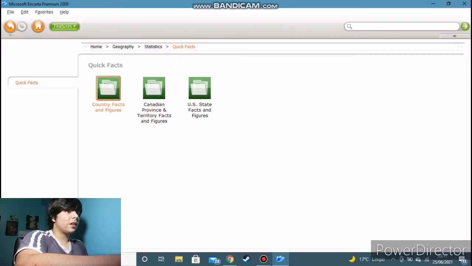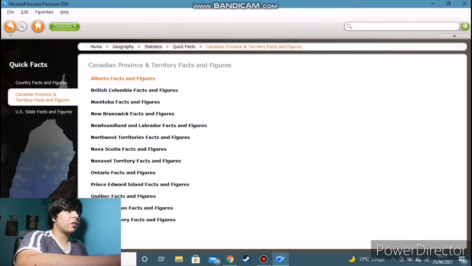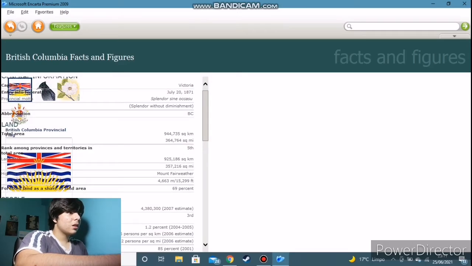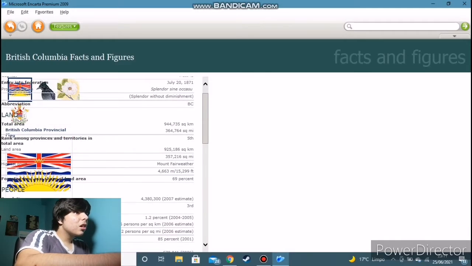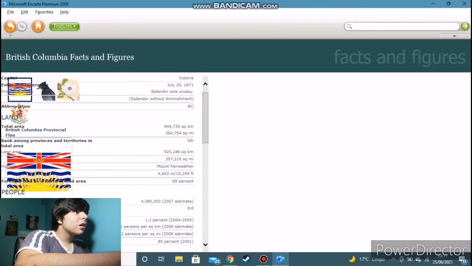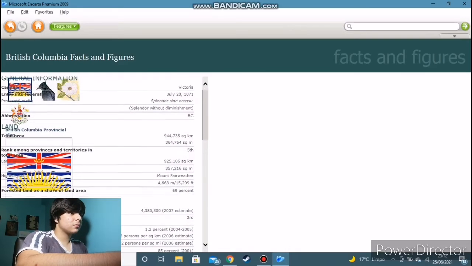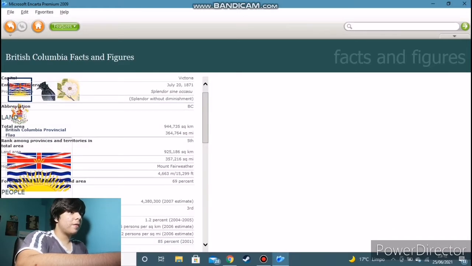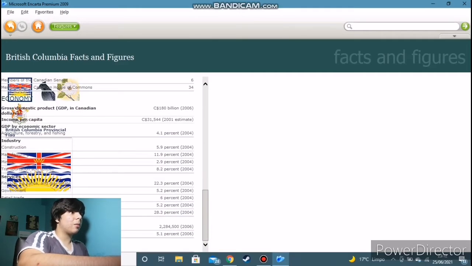Quick facts. Canadian province and territory facts and figures. Let me see. I can see. Capital, Victoria. Entry into Federation, July 20, 1871. Rank among provinces and territories in total area, fifth. Okay, it's just the statistics, blah blah blah blah.